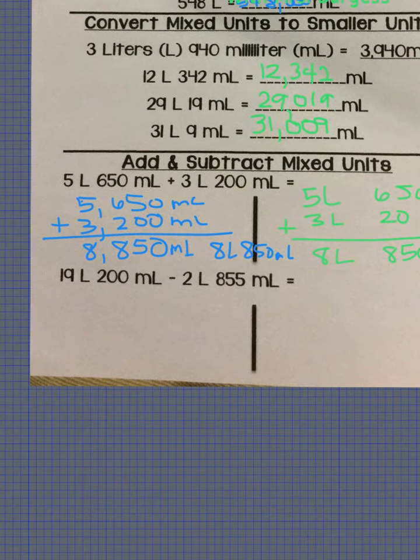All right, subtracting, definitely the first way is the best way, just so that we can be sure that we get the right answer. We don't have to worry about borrowing that way. So 19 liters, 200 milliliters is going to convert to the smallest unit as 19,200 milliliters. And 2 liters is going to be 2,000, so make sure those are lined up under the same. You don't want the 2 under the 1.